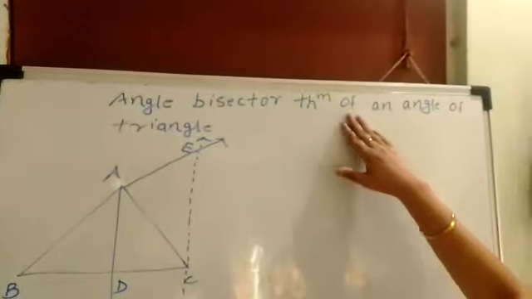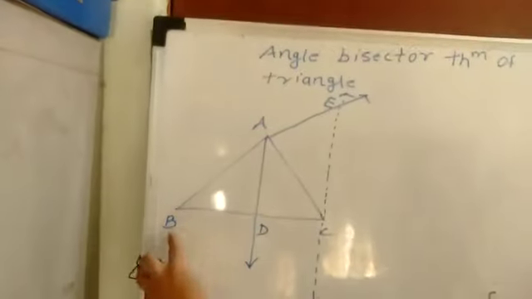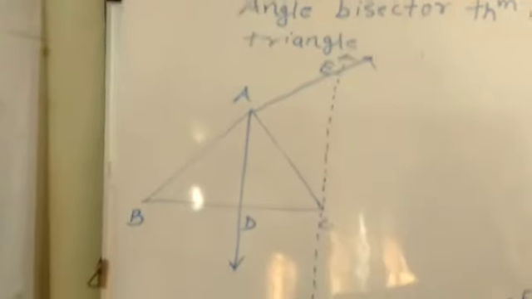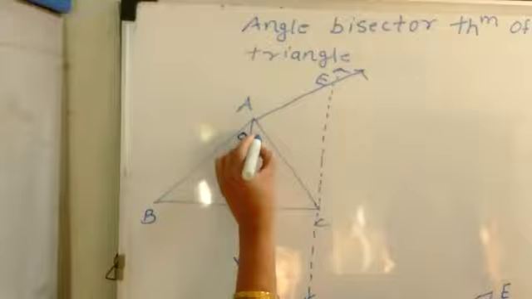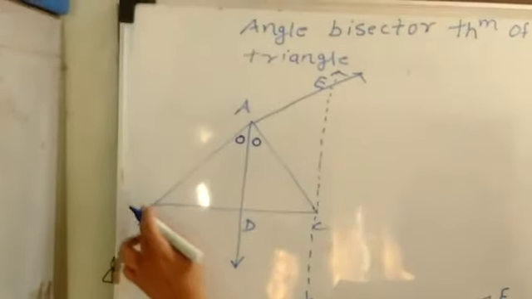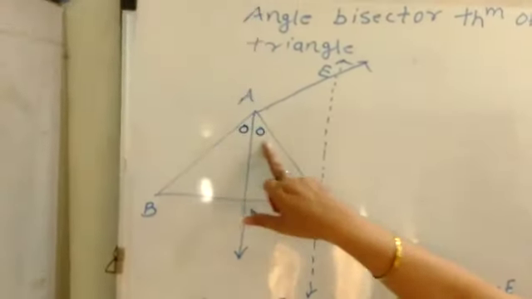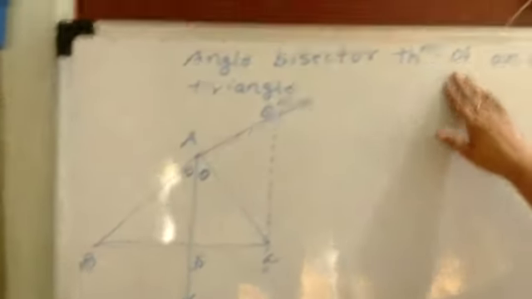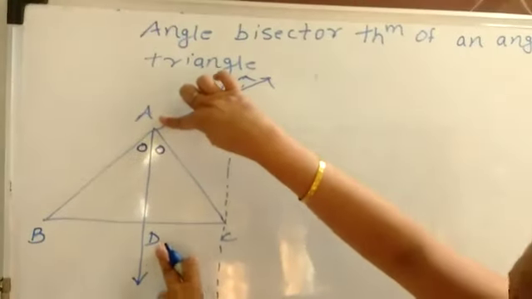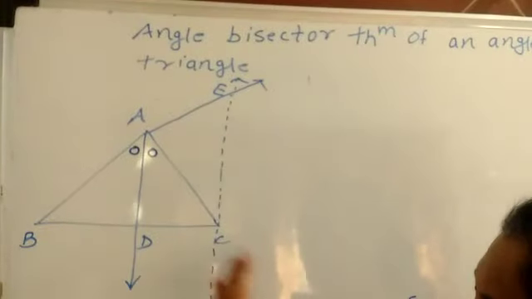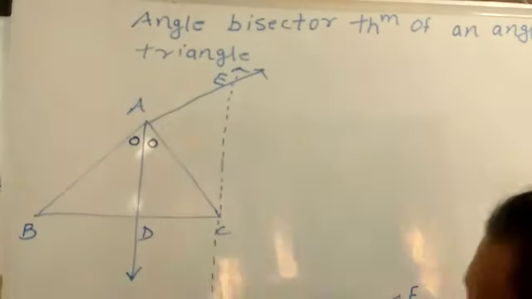Angle bisector theorem of an angle of triangle. Here is triangle ABC. AD is the angle bisector. AD is the angle bisector means ray AD divides this angle BAC in two equal parts. Now the angle bisector theorem of an angle of triangle is that this angle bisector divides the side opposite to that angle in the proportion of the remaining two sides.